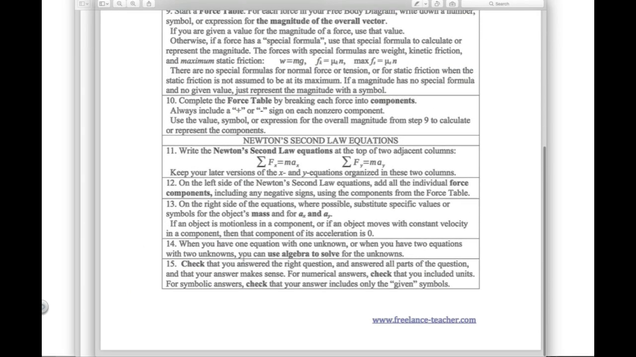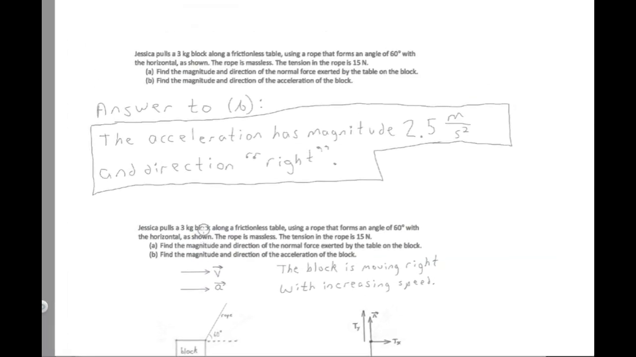So for part B, we've completed this step. We used algebra to solve, and we've also completed these checks. We checked that we answered the right question and we answered all parts of the question, or let's check that right now. So part B was asking for magnitude and direction of the acceleration, and that is what we answered. What I mean by checking that you answered all parts of the question is many students here would just say that the acceleration was 2.5 meters per second squared and would forget that the question was asking for the direction. So check to make sure that you've answered all parts of the question.